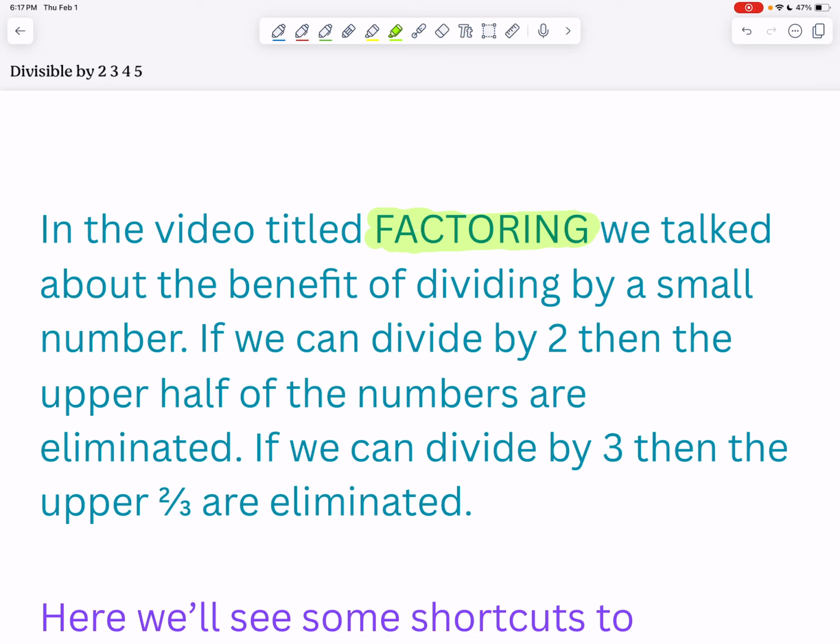Welcome to 5-Minute Math. In the video titled Factoring, we talked about the benefit of dividing by a small number. If we can divide by 2, then the upper half of the numbers are eliminated. If we can divide by 3, then the upper 2/3 are eliminated. Let me show you.